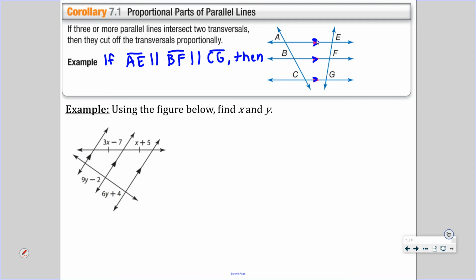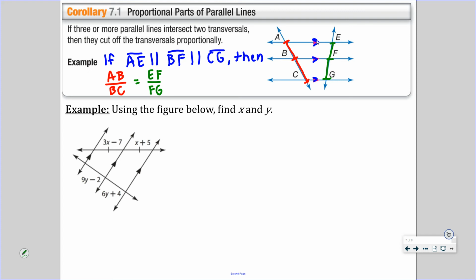Well, I shouldn't call that line ABC. Line AC, if you want to call it. It's going to split it up proportionally. So the ratio of AB to BC is going to be proportional to EF to FG. And we could add another one if we wanted to, and it's always going to split it into proportional segments.